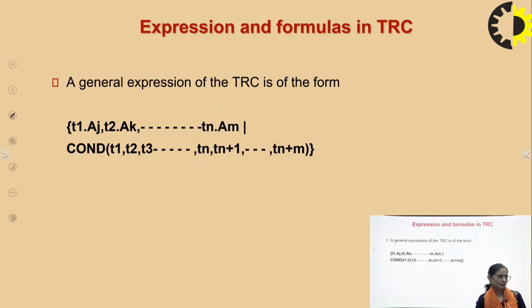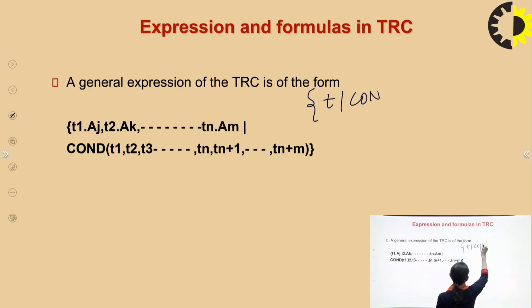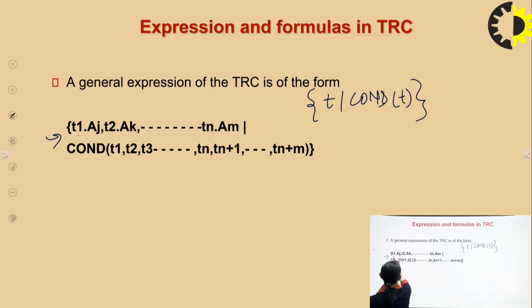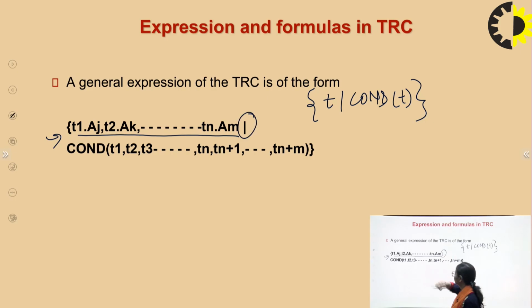So after looking at this, now my expression, which we have seen earlier as the simple expression, T | condition on the tuple T, can be generalized as: these are my attributes on which I need to work. Then always use this vertical bar. After this, the condition, and it could be a combination of different conditions.